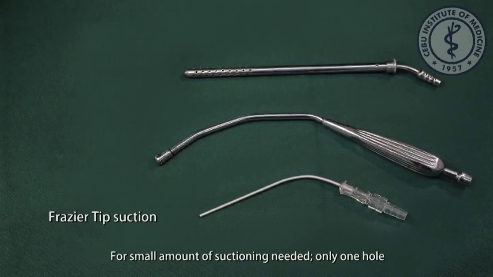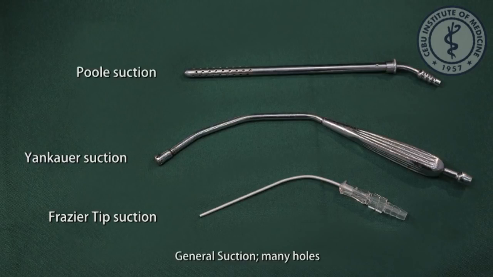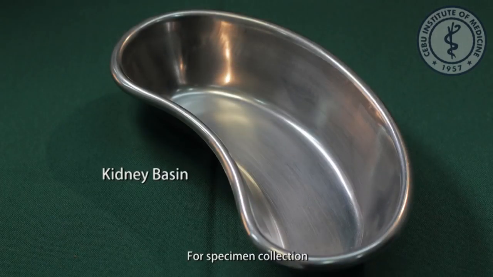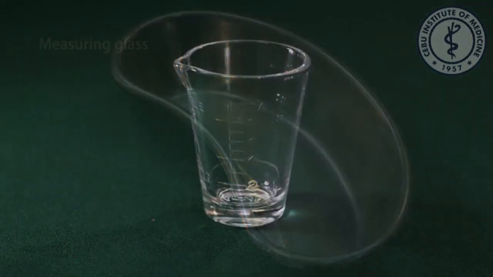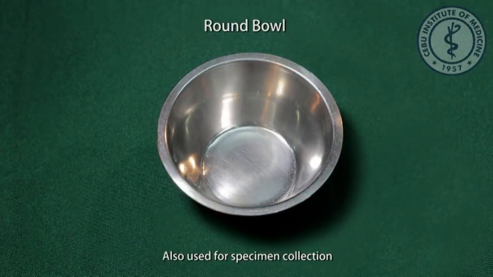Suction. Frazier tip suction, for small amounts of suctioning needed, only one hole. Yankauer suction, general suction, two holes. Pool suction, general suction, many holes. Kidney basin, for specimen collection. Measuring glass, for measuring and mixing substances. Round bowl, also used for specimen collection.